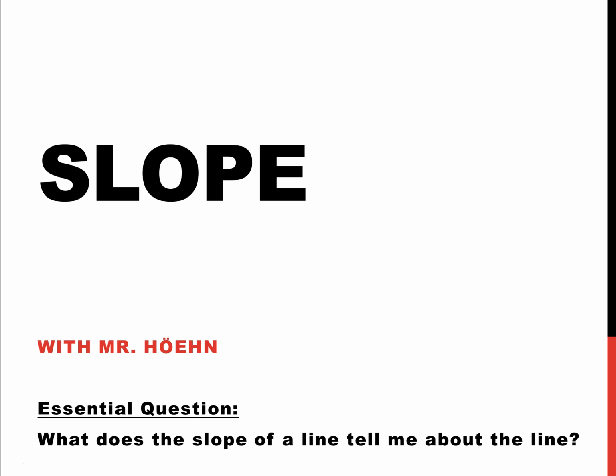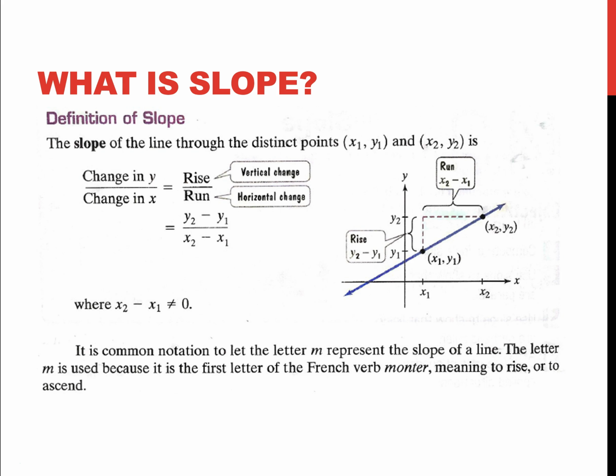All right, now here we are with an exploration of slope, point slope, and slope intercept form with me, Mr. Haynes. So for the first part of this video, we're going to let this essential question guide us. What does the slope of a line tell me about the line? Interesting. What does the slope tell you about the line? All right, so let's take a look at what this is talking about.